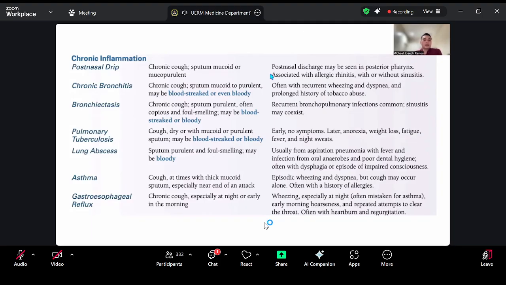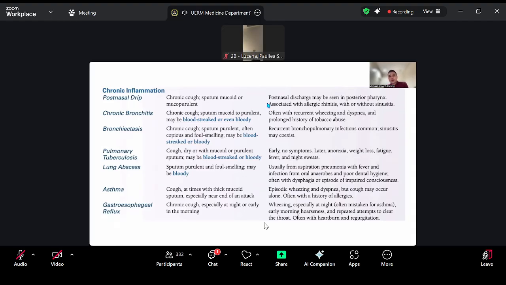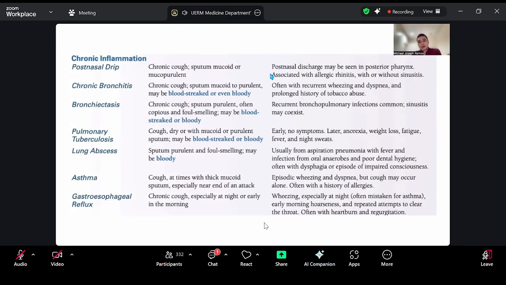Bronchiectasis is the dilatation of the distal airways, which is caused by recurrent infection or inflammation of the airways. And the cough is usually longer than 3 months and is persistent. Sputum produced can be mucoid, but can be purulent or blood-streaked if there is a superimposed infection.